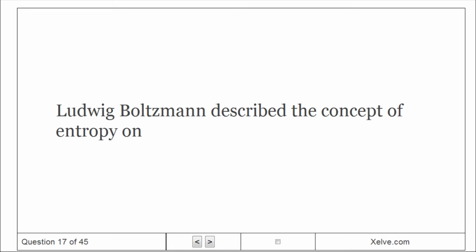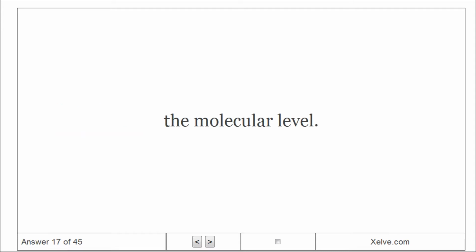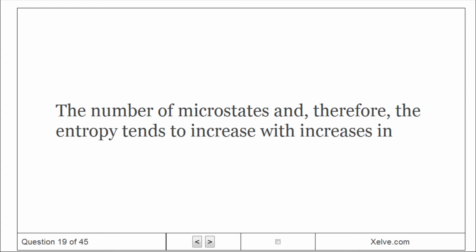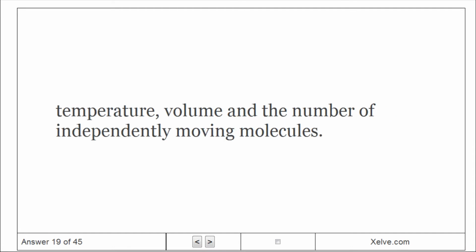Ludwig Boltzmann described the concept of entropy on the molecular level. Temperature is a measure of the average kinetic energy of the molecules in a sample. The number of microstates and, therefore, the entropy tends to increase with increases in temperature, volume and the number of independently moving molecules.